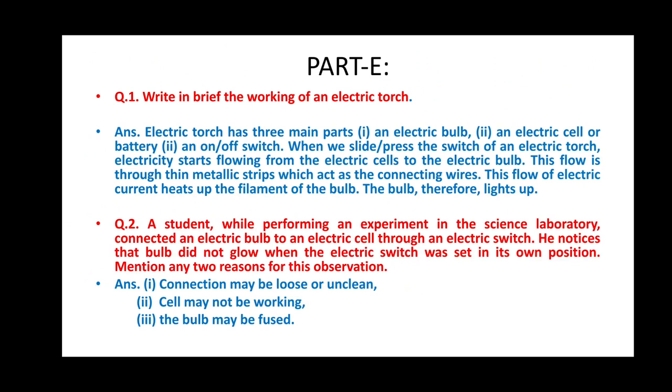Now part E. Write in brief the working of an electric torch. An electric torch has three main parts: an electric bulb, an electric cell or a battery, and an on-off switch. So, when we slide or press the switch of an electric torch, electricity starts flowing from the electric cells to the bulb. A metallic strip is attached to that bulb, and these metallic strips act as a connecting wire. This flow of electric current heats up the bulb filament and the bulb lights up.